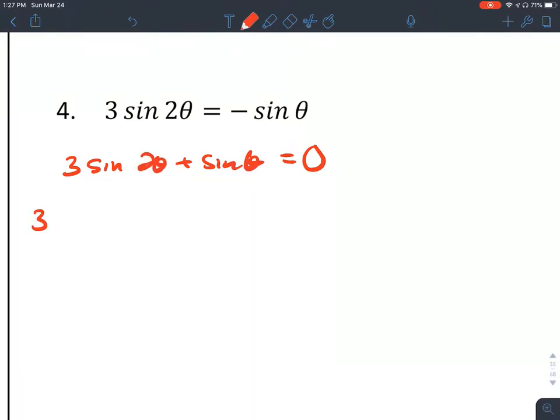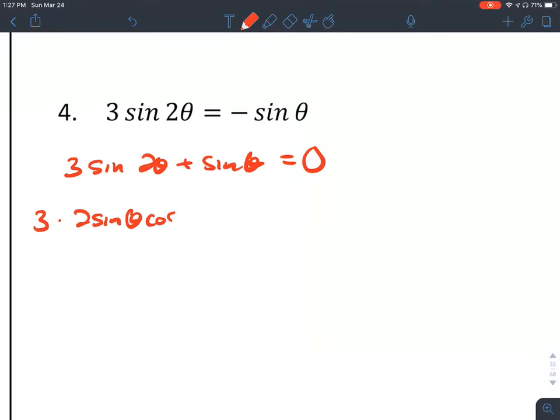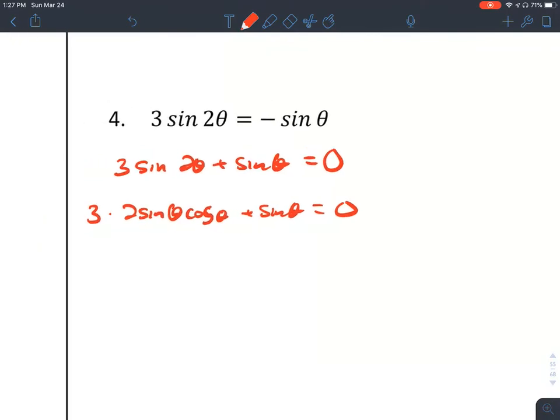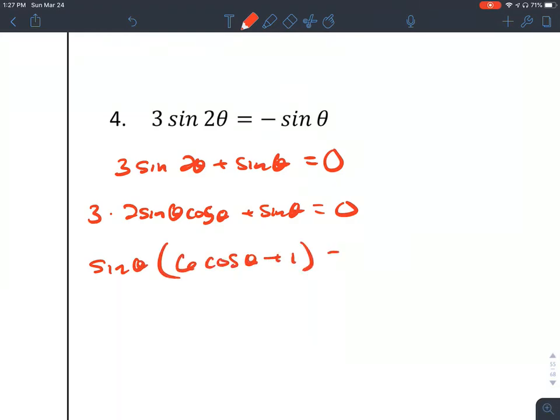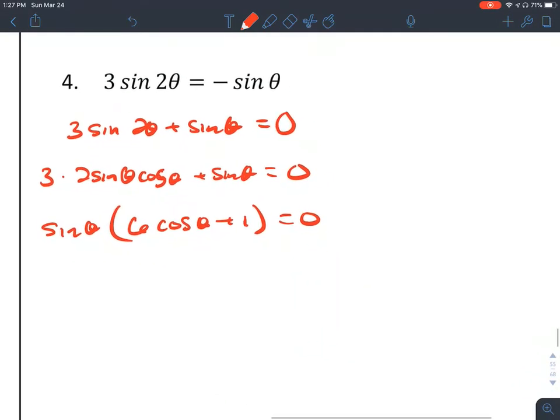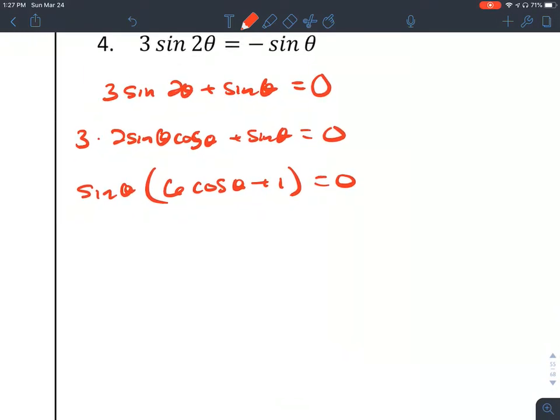Let's use the double angle identity for sine, which is going to be sine of 2 theta equals 2 sine of theta times cosine of theta. If we do this, we can factor out a sine of theta, leaving us with 6 cosine of theta plus 1 equals 0. Once it's factored, set each factor equal to 0. So we got sine of theta equals 0, and we got 6 cosine of theta plus 1 equals 0.